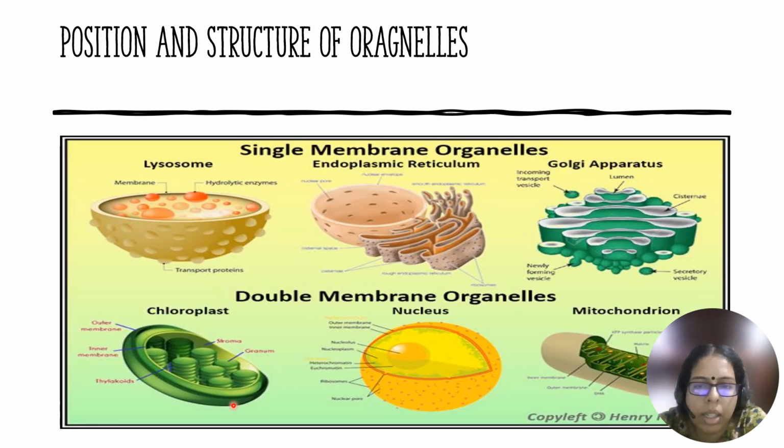So this is about the next evidence, that is the position and structure of organelles. You can see this evidence clearly in this picture, because when we take the eukaryotic cell as a model example, the organelles having a single membrane are the lysosome, which is bound by a single membrane, the endoplasmic reticulum, which is also bounded by a single membrane, and the Golgi apparatus.